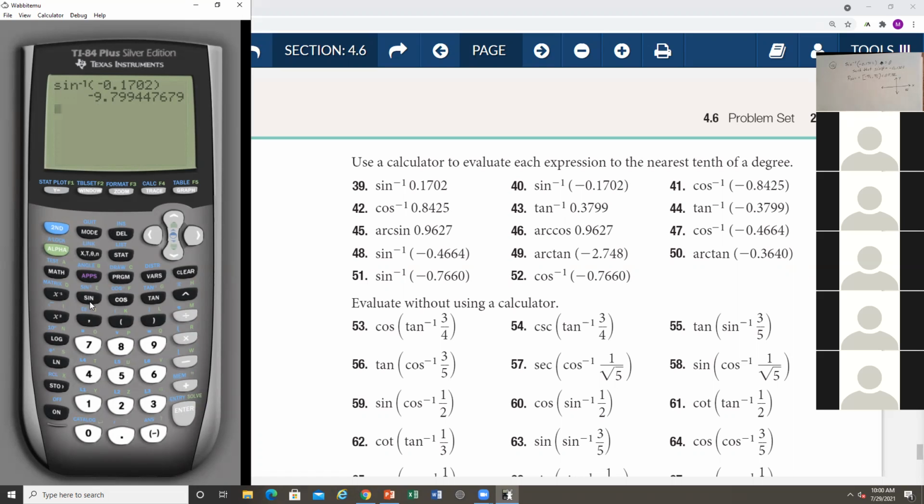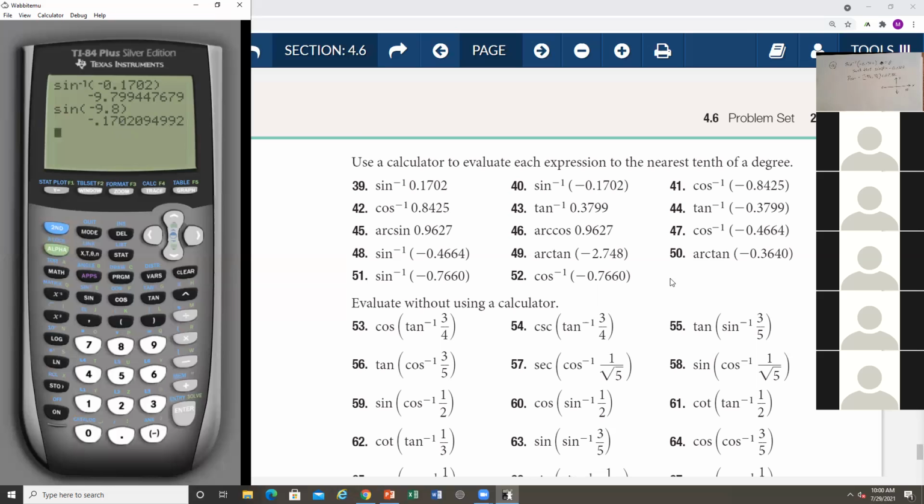Let's check our answer. Take the sine of negative 9.8 degrees. Do you get back that decimal that we had for the argument of the arcsine function? Notice you do get back negative 0.1702, and so on. So the answer to question number 40 is negative 9.8 degrees. Does that one make any sense there? Okay.